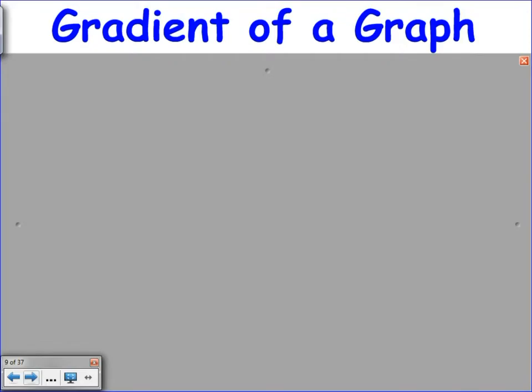Anybody know how to calculate the gradient of a graph? Part of your flipped lesson. You count how many across and then how many up. What do you do with them? You divide them. What do you divide by what to get gradient? The vertical line multiplied by the horizontal line. Multiply it? No, divide. Divide it, good.